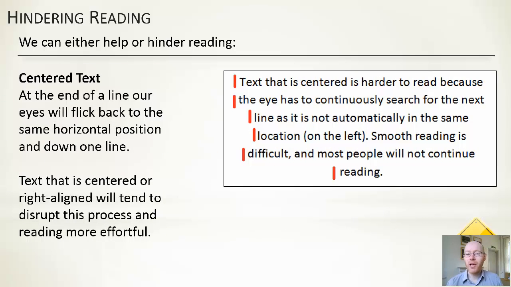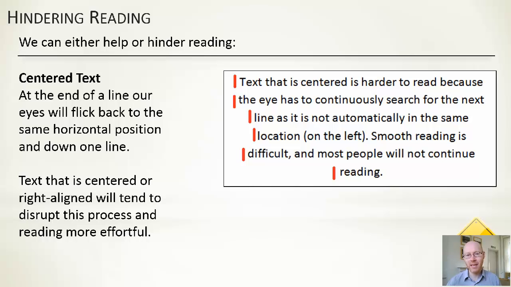Another one is about how we align our text. Certainly in Western societies, we read from the left to the right. Not always the case. In other cultures, you read from the right to the left. But in all cases, what happens is you start at the beginning of the line, you read through to the end, and we have learned to make an automatic adjustment.